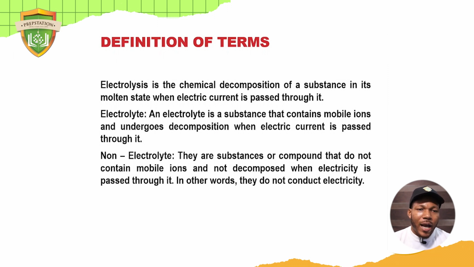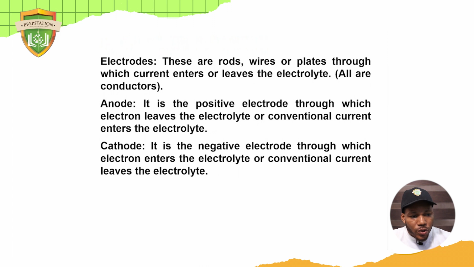Now, if electrolytes are compounds with mobile ions that decompose when electric current passes through them, then what do you think should be a non-electrolyte? This is the opposite. Now, this compound does not do what? Conduct electric current. They are otherwise known as non-conductors of electricity. All right, electrodes.